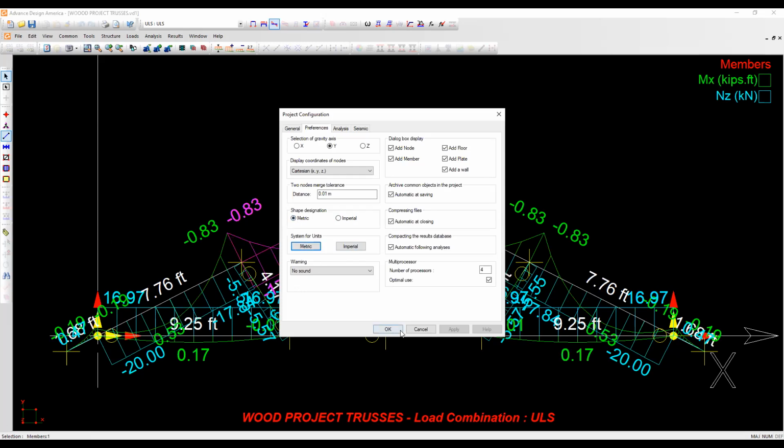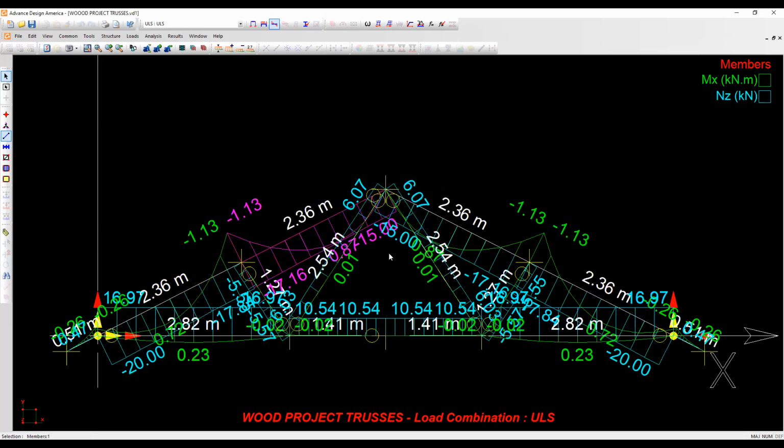Okay. I know why you did it in imperial, because you wanted to know what a 2x4 was, right? Yes. Yeah. I know, but okay. So there you go. So guys, now we have NZ, and we have MX. So basically, what we're saying here is, let's start with the simplest one.